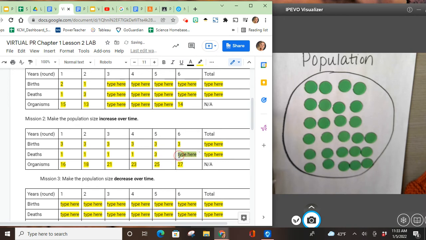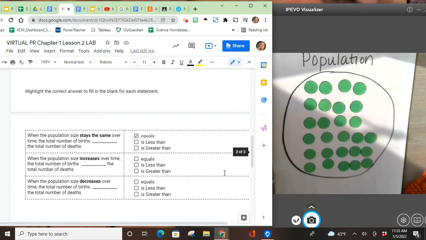Okay, so your chart should look like this. Oops, we only deleted one. Okay, so to effectively make our population size increase over time, how many total births did we have over 6 years? We had 3, 6, 9, 12, 15, 18. How many deaths did we have? We had 6. Okay, so did our number of births end up being greater than our number of deaths? Yes. Down here, we're going to say the number of births is greater than the number of deaths.